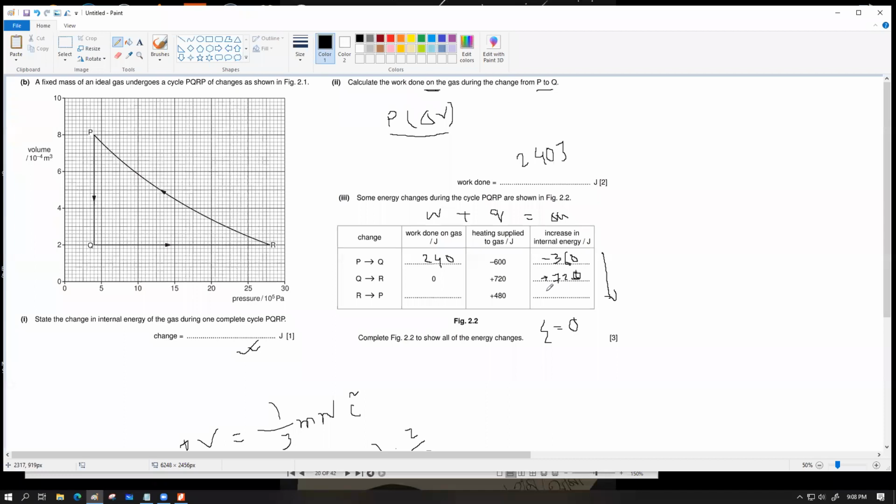Minus 480. Minus এটা 0, 480. না minus 360 work done on gas minus 480 হবে না? আমি এটাতে এখন আসি নাই। minus 360.